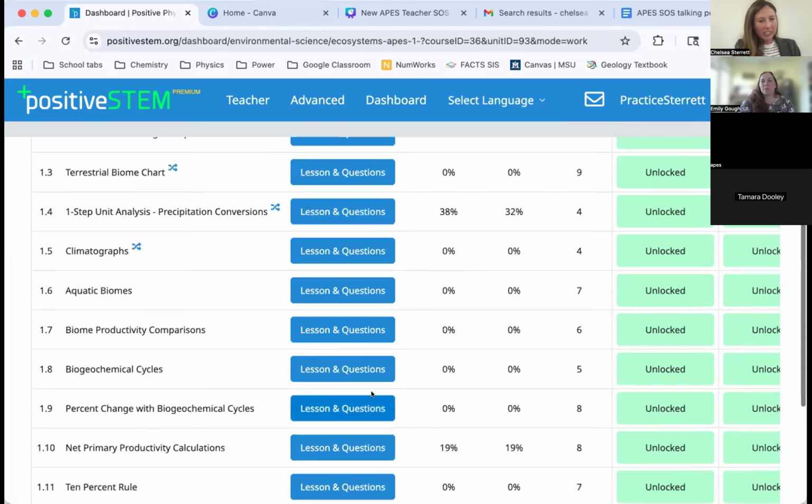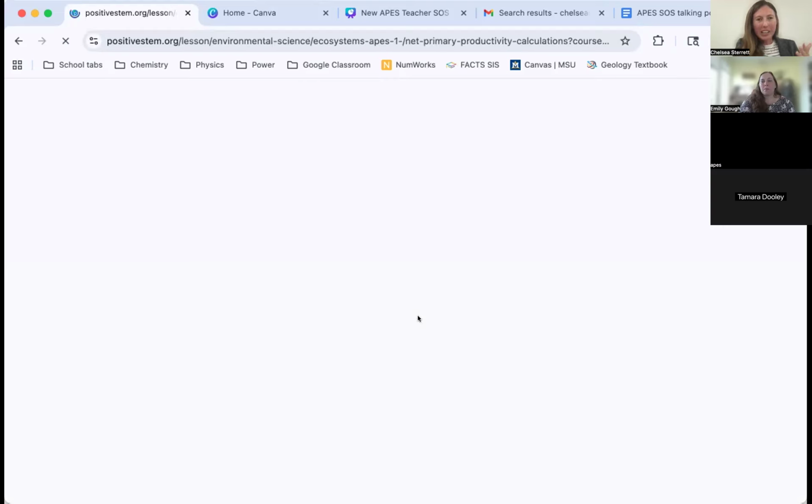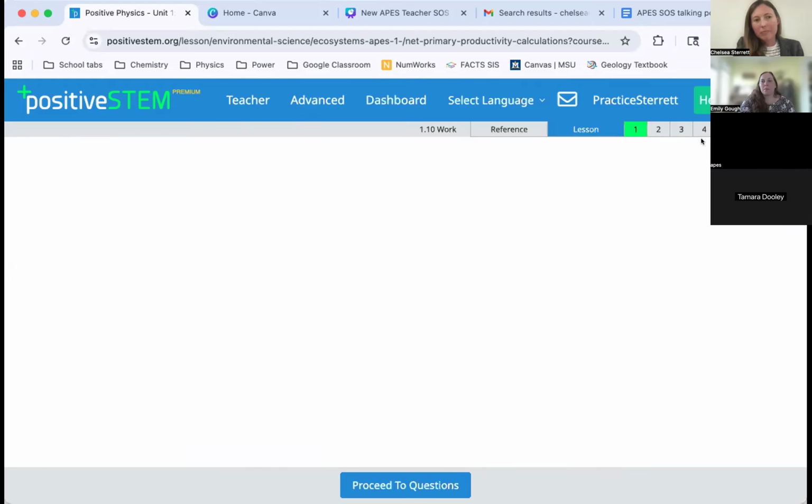Another skill on here I want to show you guys for Unit 1 is these net primary productivity calculations. So this is topic 1.10, which is one that maybe doesn't have a lot of other interactive lessons for you. And so it's a formula, and rather than just reading this formula in the book and knowing it, you could let them interact with the data a little bit more.